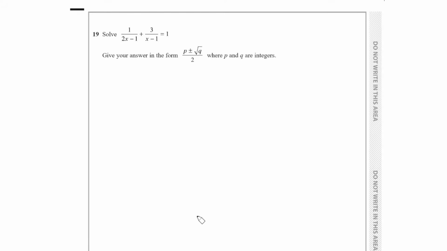Question 19, we've now got algebraic fractions. So solve 1 over 2x minus 1, plus 3 over x minus 1, equals 1. Give your answer in the form p plus or minus root q over 2, where p and q are integers.